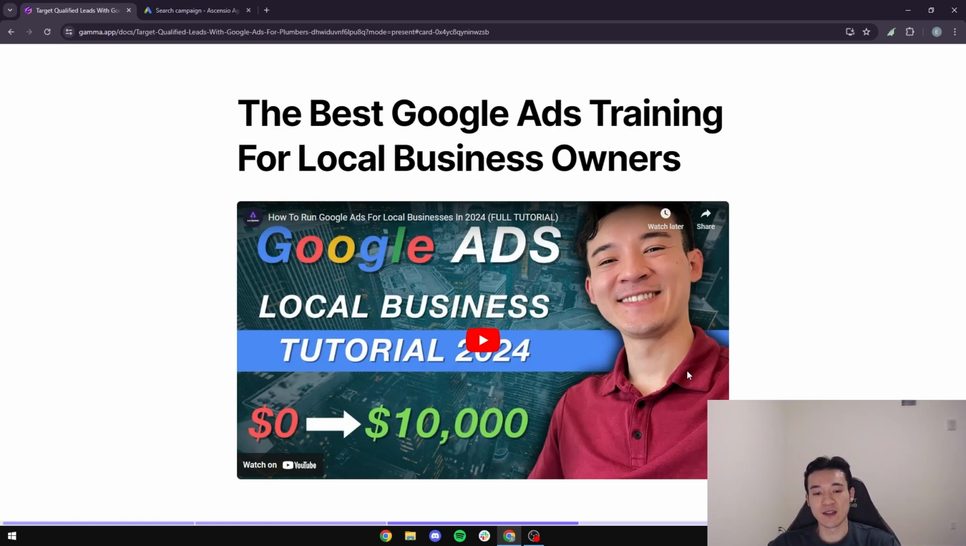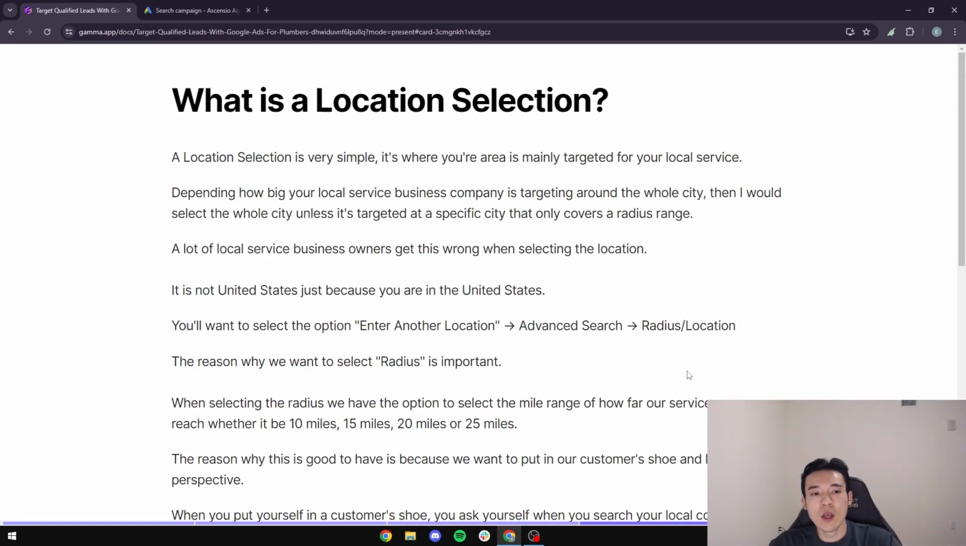But let's get to the meat of exactly how to target these qualified leads with this exact location here. So what is a location selection, right? A location selection is very simple, guys. It's basically where your area is mainly targeted for your local service, right? And this is also going to vary depending on how big your local service business is and where it is targeting, whether it be the whole city or a mile radius, or maybe it could be targeting the whole United States. It just really depends on where you're at, right?